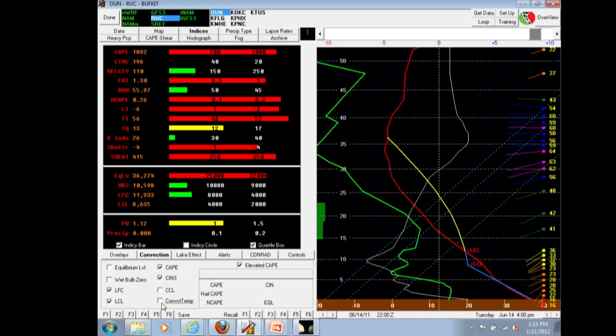Convective temperature, it's off the charts. And wet bulb zero and equilibrium level. I like equilibrium level. So we'll do that. And now you can see what the profile looks like. Now let's take a look at this.